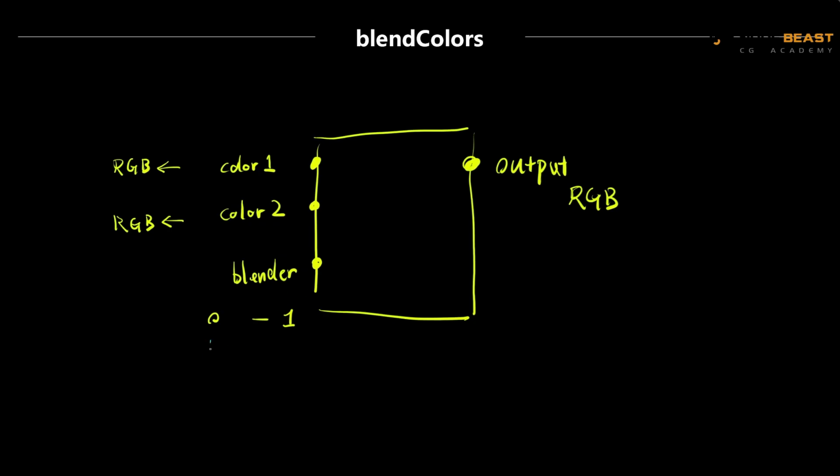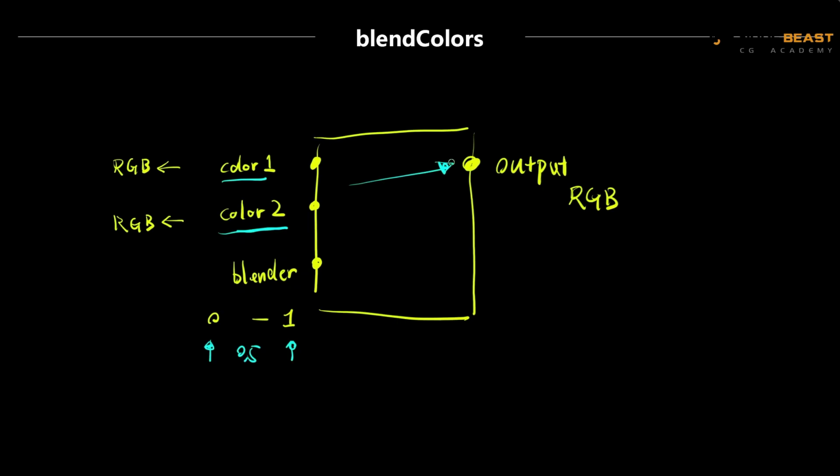When this blender attribute is 0, the output value is the color 2 value. When the blender attribute value is 1, the output is color 1. And if it's say 0.5, then it blends these two values. It takes 50% of each and gives that to the output.